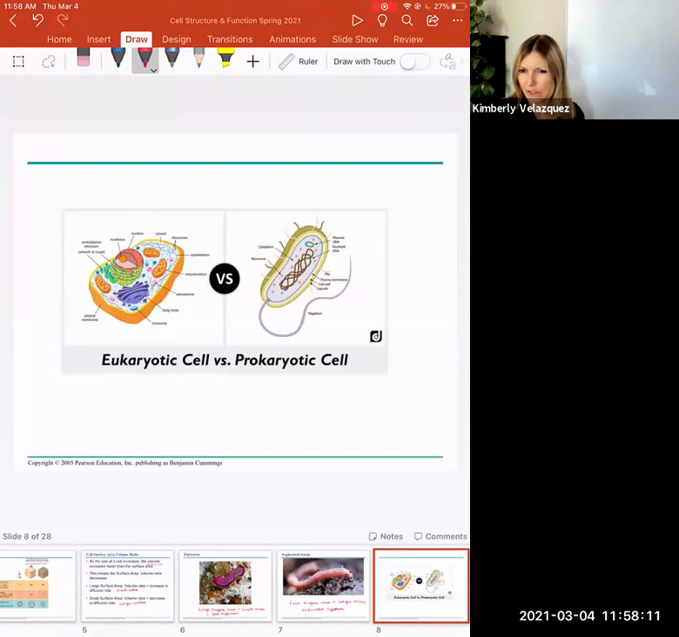Looking at eukaryotic versus prokaryotic cells, we've talked a little bit about the basic differences before. Remember, the big difference is a nucleus, but there are some other differences we're going to see also as we start looking. You can see already just looking at this picture that the eukaryotic cell is much more complex in structure compared to that prokaryotic cell. We're going to look at that in more detail.